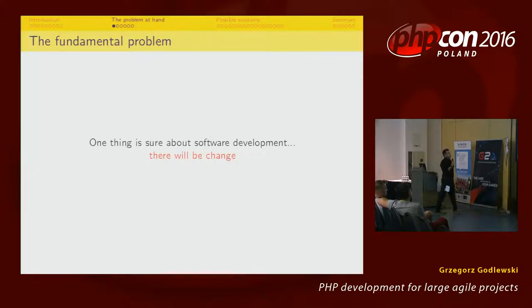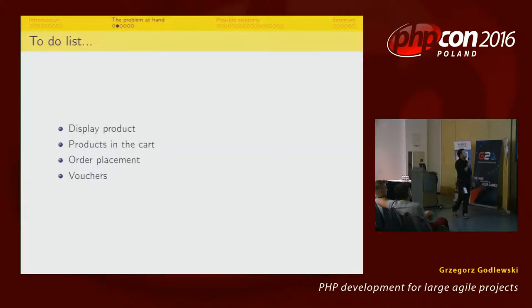I want to make a small experiment with you guys. So what are the best requirements that you could possibly get for a product? So a small to-do list. Let's call it for now our little backlog, which consists of four items that should have been developed within the product. So you should be able to display a product, you should be able to put a product in the cart, you should be able to place an order, and eventually there are going to be some vouchers that will give discounts to people, right? So the experiment is, these are four things that you have to implement.